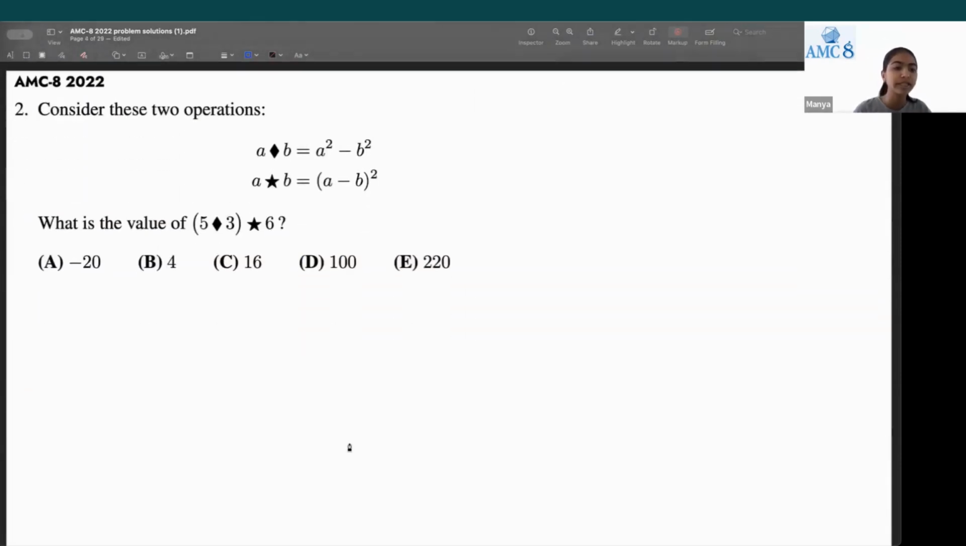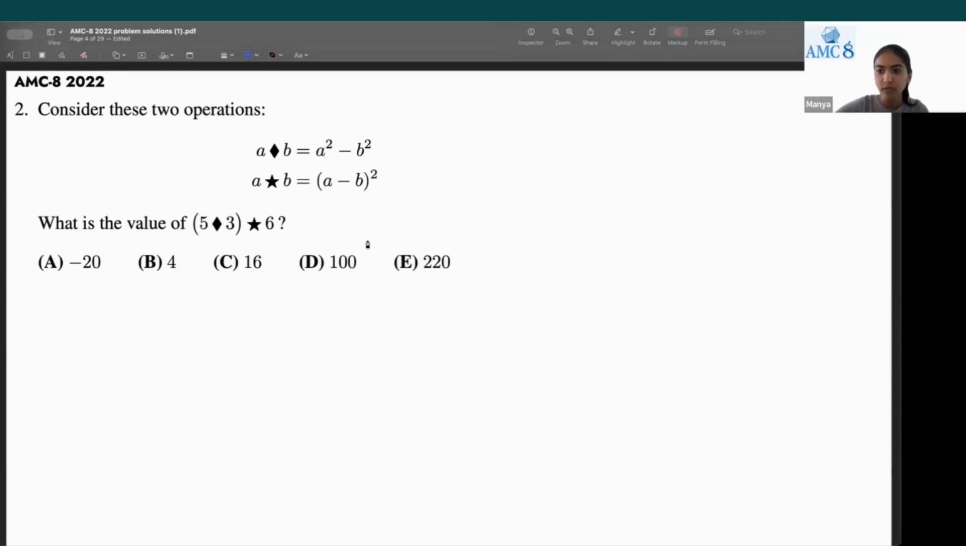Problem number 2. Consider these two operations. A diamond B is equal to A squared minus B squared, and A star B is equal to (A minus B) squared. So what is the value of (5 diamond 3) star 6?